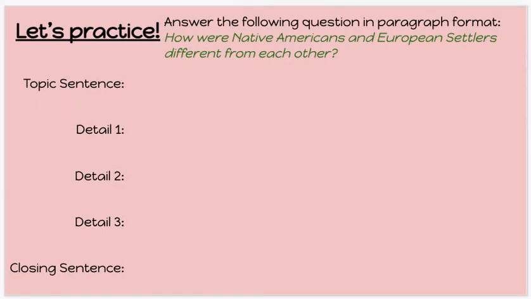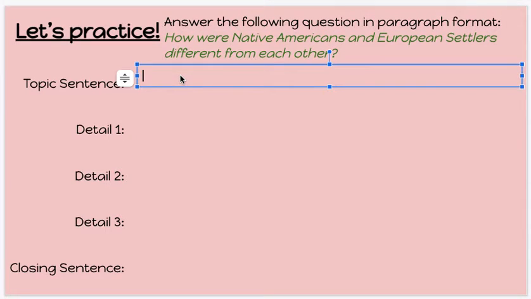Now let's practice writing a paragraph together before you do one independently. Here's a sample question that we might write a paragraph in response to. How were Native Americans and European settlers different from each other? Now, after I read that question, I know that my topic sentence has to tell the reader what the paragraph is about. So I might say something like this. Native Americans and European settlers were different in many ways.